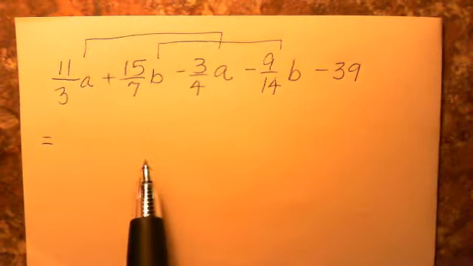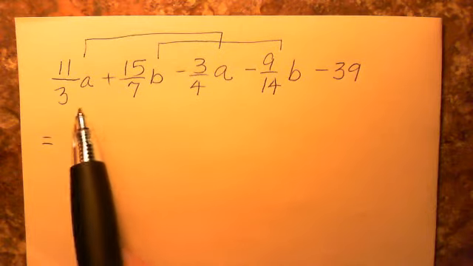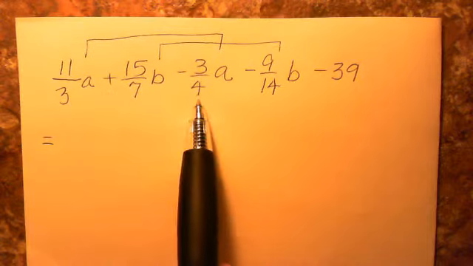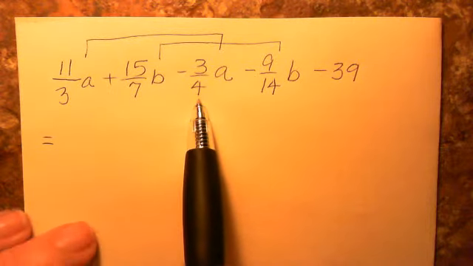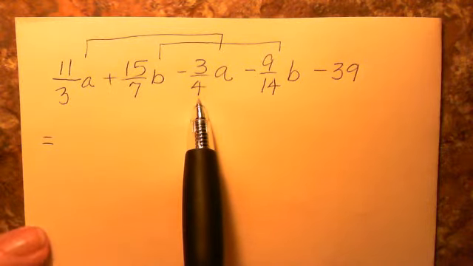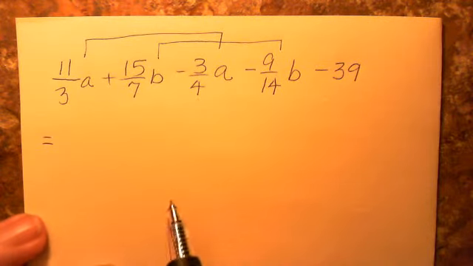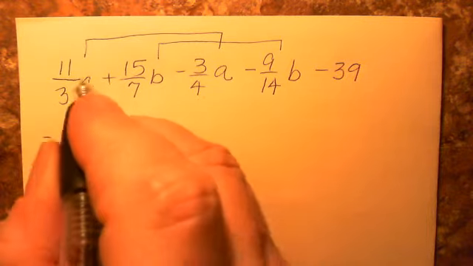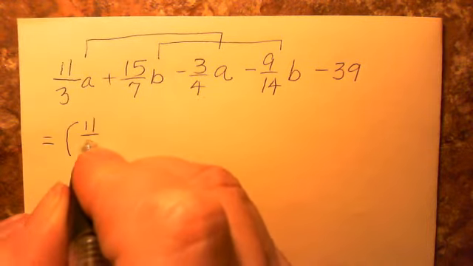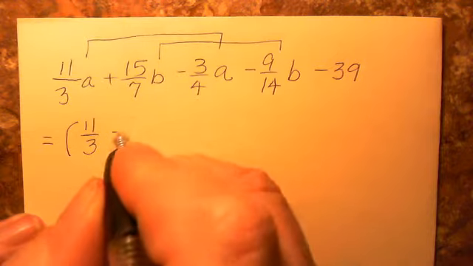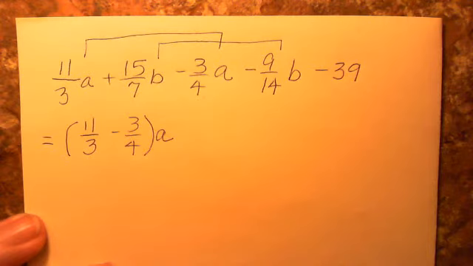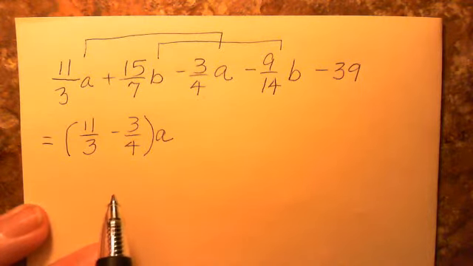Okay, so we've been collecting like terms by adding or subtracting the coefficients in our head because they were integers and that was easy enough. When we get to coefficients that are fractions, we must show our work. So for our a term, we have the coefficients 11 over 3 and negative 3/4. Those are the coefficients for our a terms.